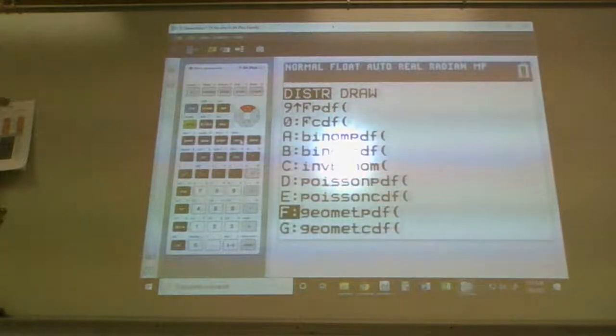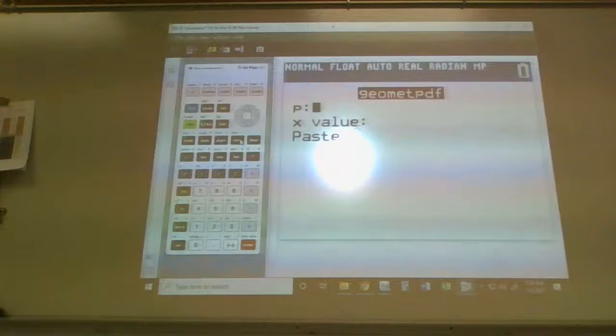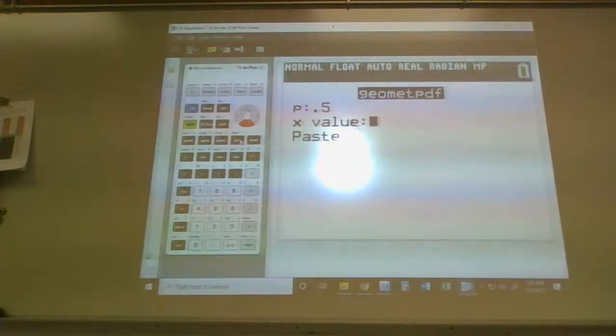Right now, go to the Geomet PDF. If you hit enter, they only give you two options, P and X value. Well, in terms of getting a boy versus a girl, 0.5. One would argue, no, 0.51, 0.501. No. It's 50-50. Let's just leave it at that. Keep it simple. X value is the trial that you get the success on.